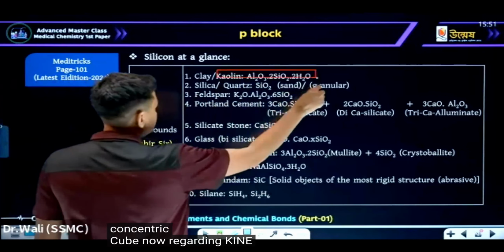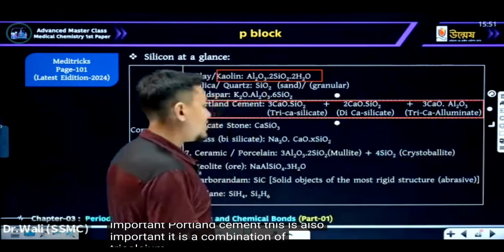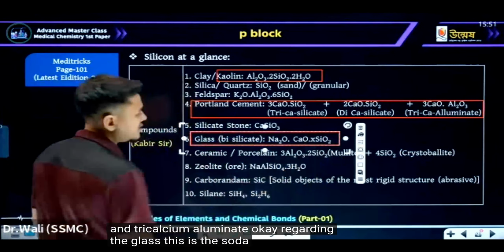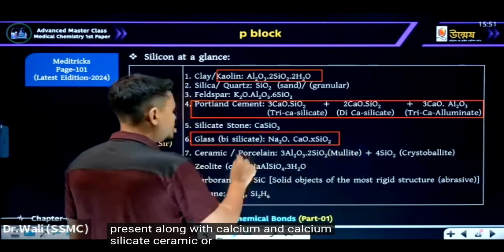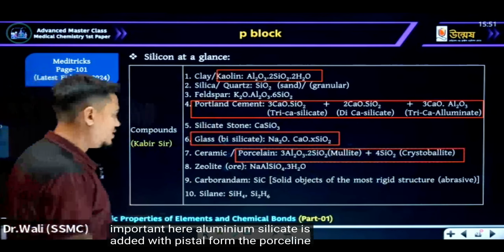Now, regarding kaolin, the formula is very important. Portland cement, this is also important. It is a combination of tricalcium silicate, dicalcium silicate, and tricalcium aluminate. Okay. Regarding glass, this is the soda glass, which is soft glass, where sodium oxide is present along with calcium silicate. Ceramic or porcelain, the formula is important here. Aluminum silicate is added with cristobalite for the porcelain.